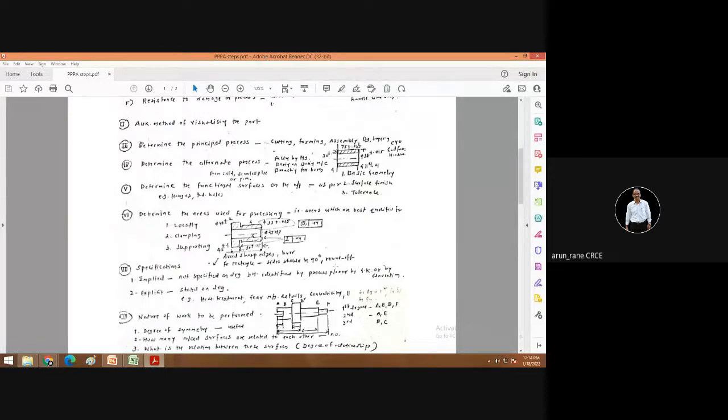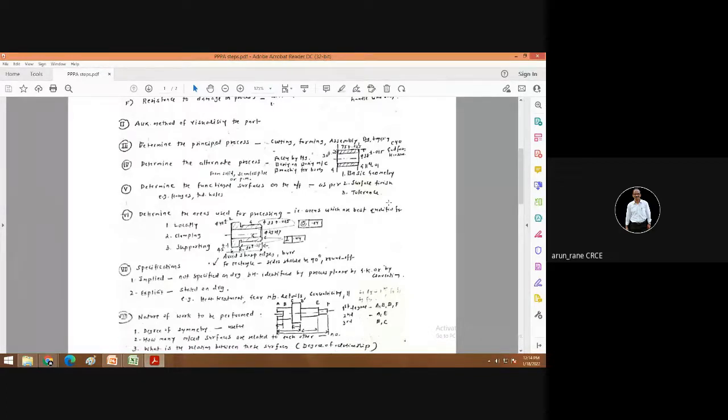So what are the functionally important surfaces on the workpiece, on the component? How will you determine that? There are three things. That is based on the geometry, that is based on the geometrical tolerances. Geometrical tolerances means you are aware of this as third year students.